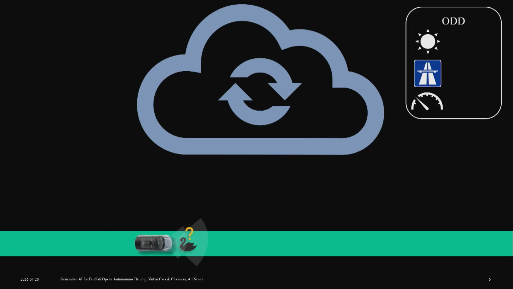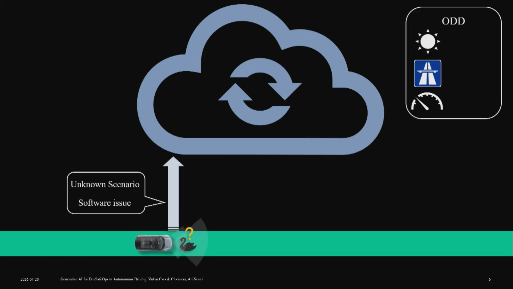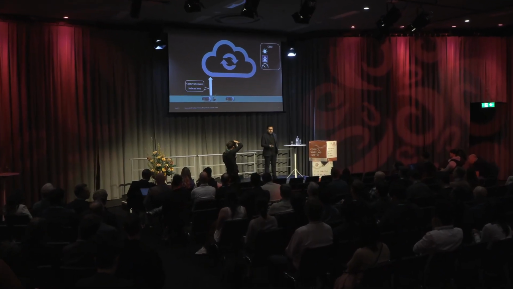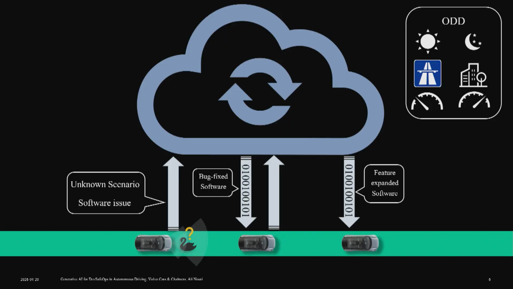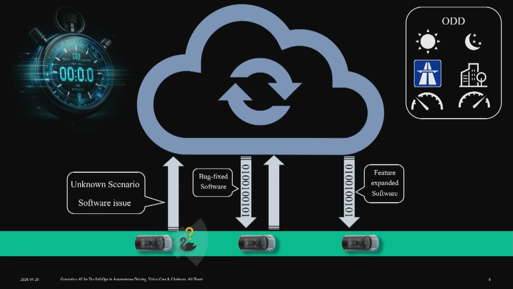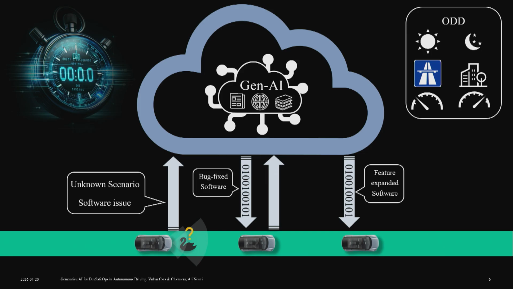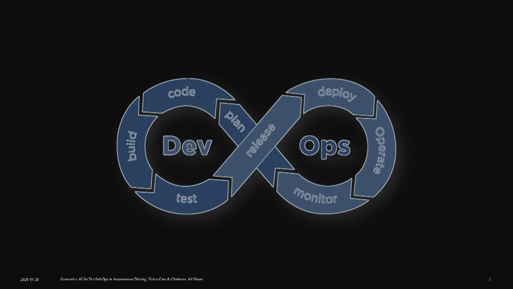So, in simple words, what are the goals? We collect all of the scenarios and unknown limitations, and then we update the software to improve the functionality. And when we have enough confidence in our function, we update the software in order to expand the operational design domain or expand the functionality in the customer vehicles. We want to do it in the fastest way, and GenAI is one of the approaches that we can employ to make it rapid.